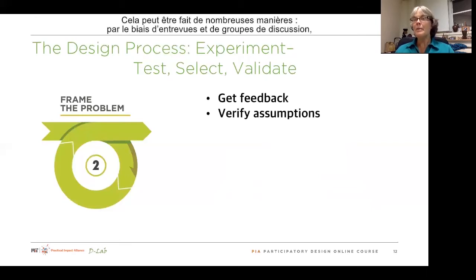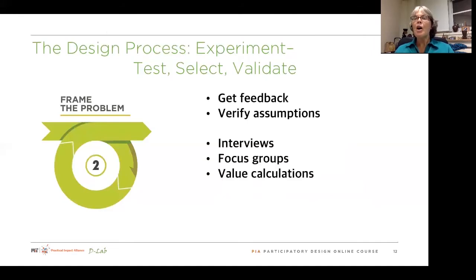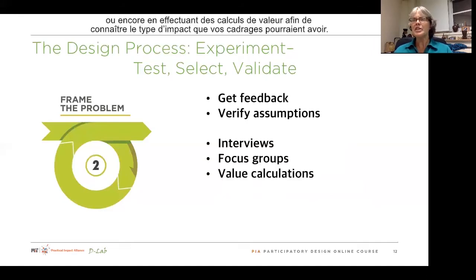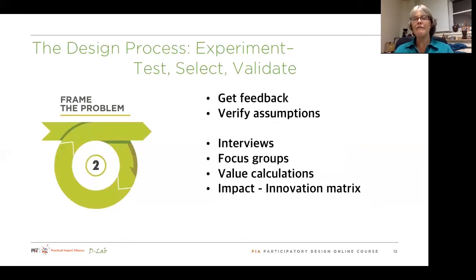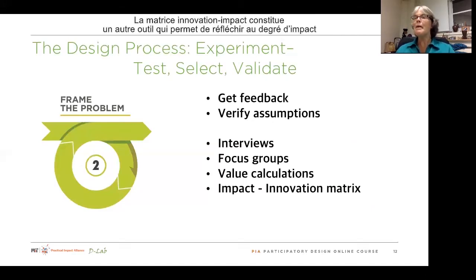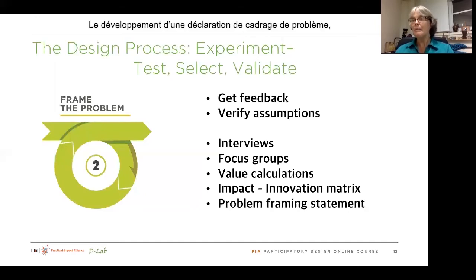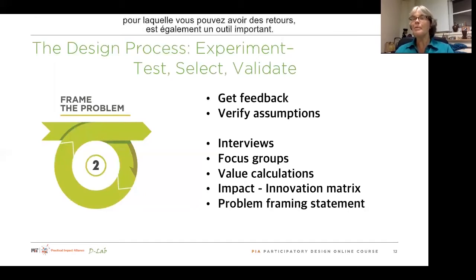This can be done through many ways, through interviews and focus groups, also by doing value calculations to see what sort of impact your framings might have. Another tool is an impact innovation matrix, which allows you to think about the degree of impact and the opportunity for innovation that your framings have. Another important tool is to develop a problem framing statement that you can get feedback on.